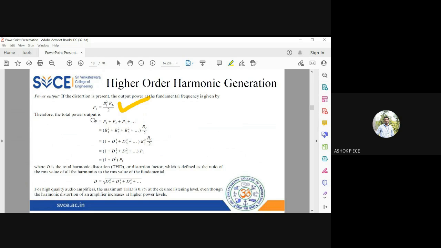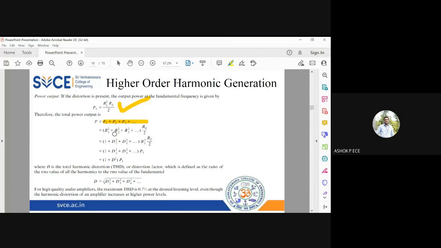Power is given by the power in all the components: P1 plus P2 plus P3 plus P4, etc. The total power you give as input is split across all the frequency components. P1 is B1 square RL by 2, P2 is B2 square RL by 2, P3 is B3 square RL by 2, etc. It goes on. So RL by 2 is common, take it out: B1 square plus B2 square plus B3 square, etc., up to RL by 2.